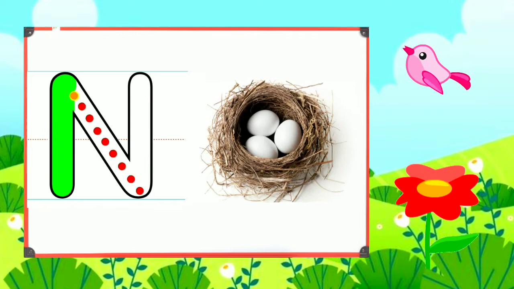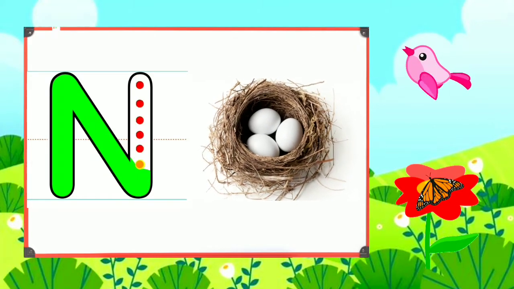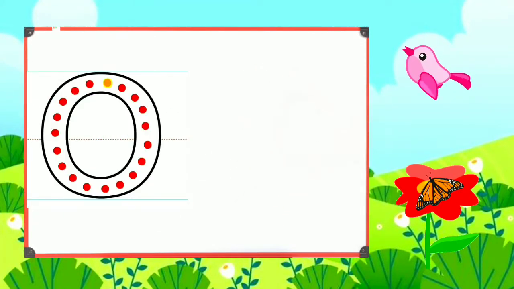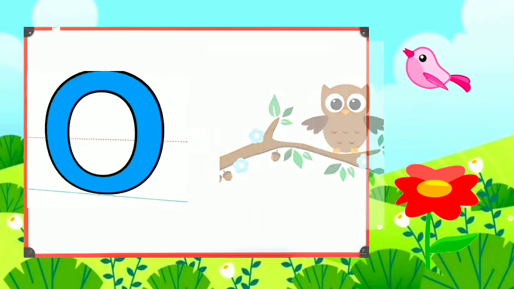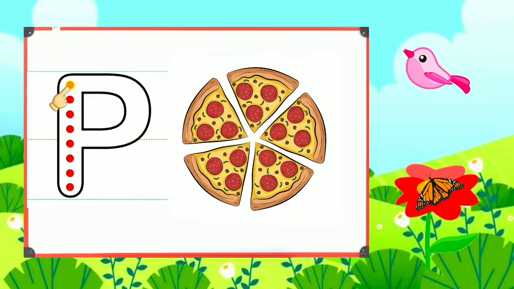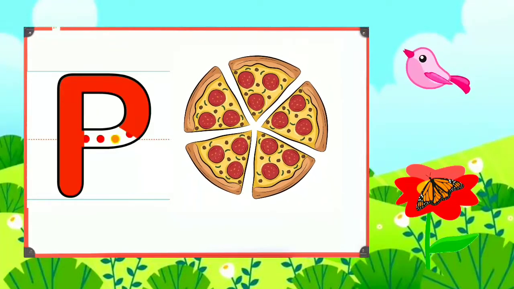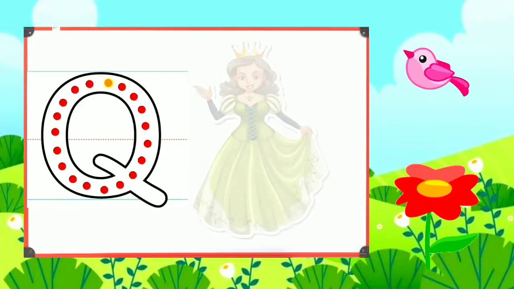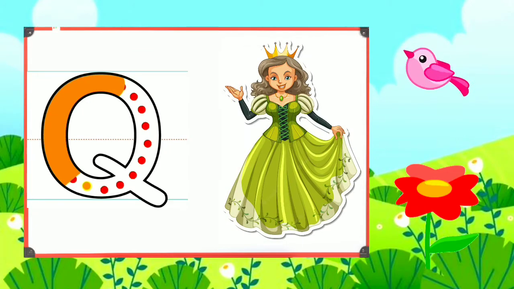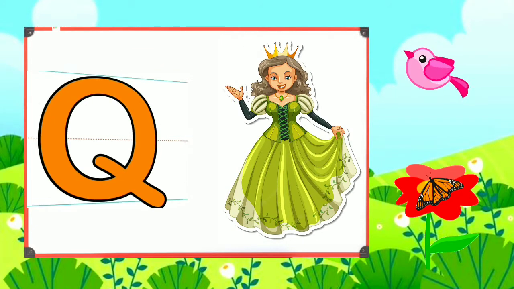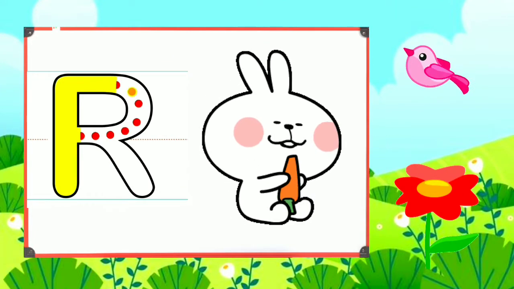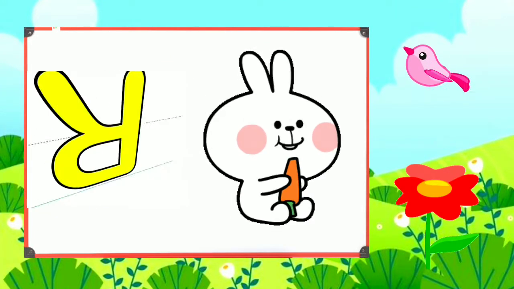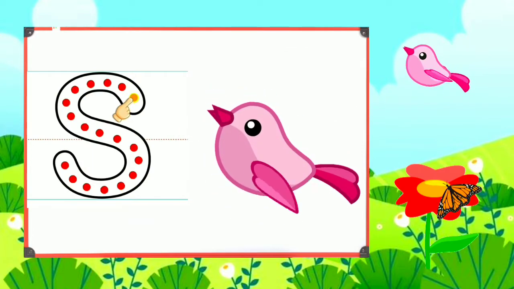N. N for nest. O. O for owl. P. P for pizza. Q. Q for queen. R. R for rabbit. S.